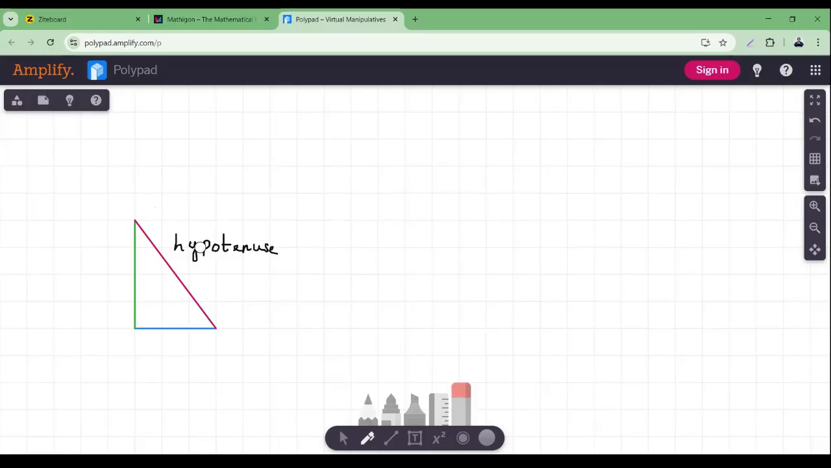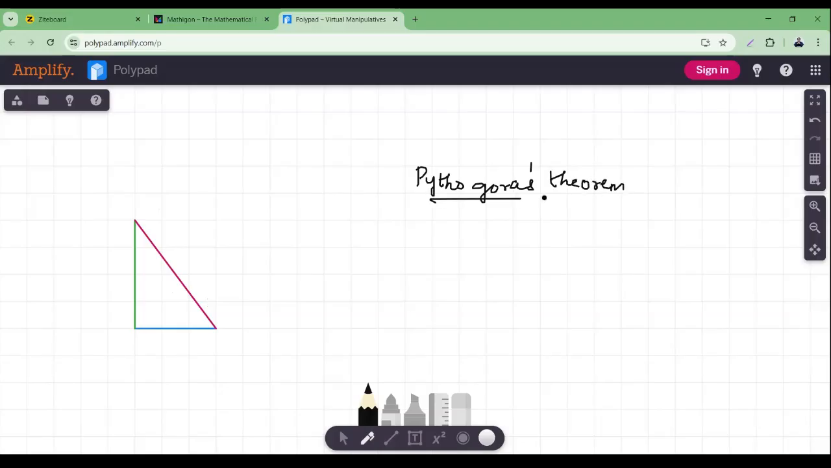It's called hypotenuse. Now, there's an interesting theorem called the Pythagoras theorem. The Pythagoras theorem comes from a Greek mathematician, Pythagoras. He says that in a right angle triangle like this, if the length of this side, the blue color side, is A, and the green color side is B, that means the lengths of the sides next to the right angle itself, adjacent to the right angle.